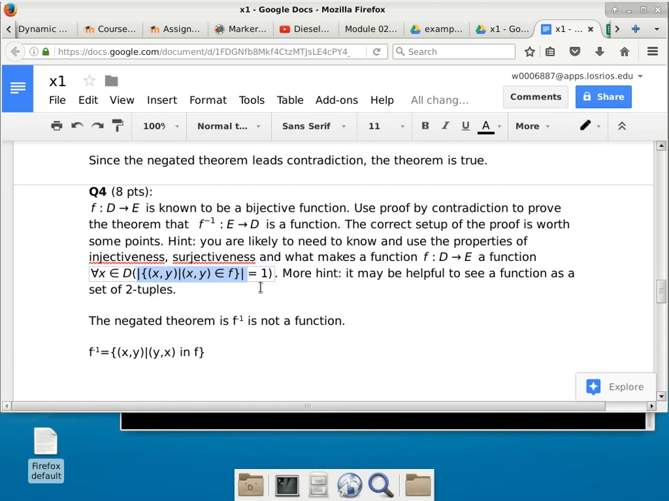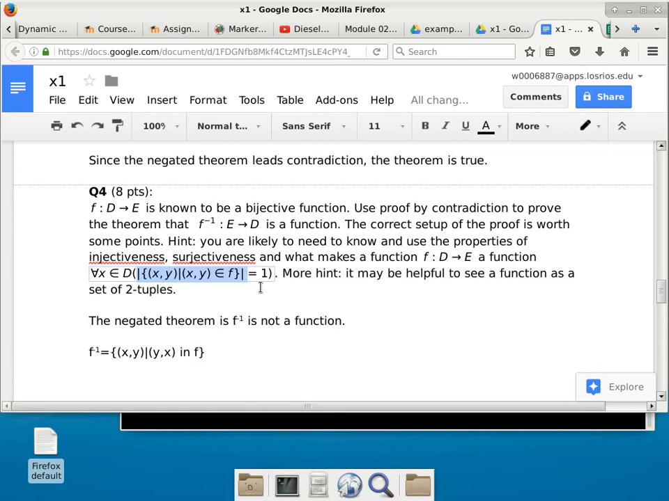Okay, so I'm not answering the question itself. I'm only trying to get the notation of F inverse across: that F inverse is a set of two tuples where each tuple, if you reverse it, becomes an element in F itself.